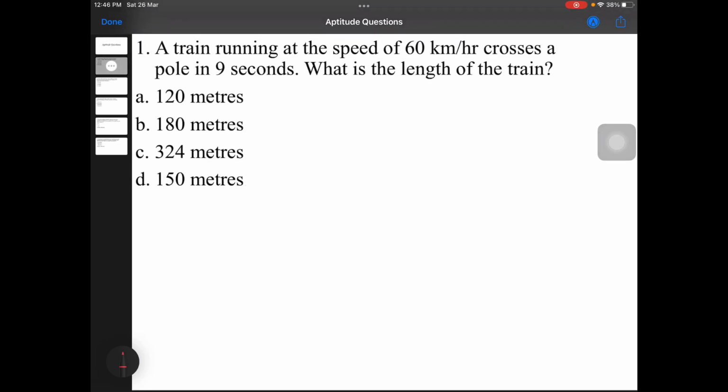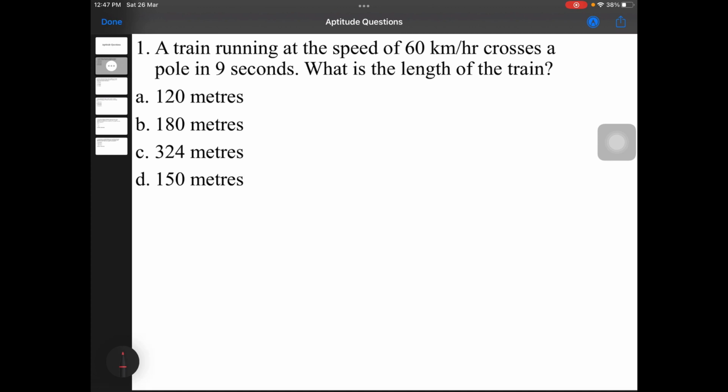Question number 1. A train running at the speed of 60 km per hour crosses a pole in 9 seconds. What is the length of the train? Option A 120 meters, option B 180 meters, option C 324 meters, option D 150 meters.